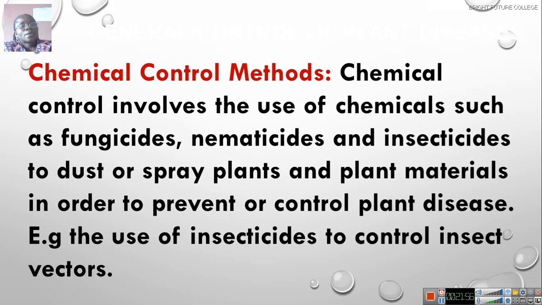Finally, we look at the chemical control measure. What do you mean by that method? The use of chemicals. Chemical control measure involves the use of chemicals such as fungicide. That one is the chemical used to control what? Fungi. Nematicide is the chemical used to control nematodes, and insecticide is the chemical used to control insects.